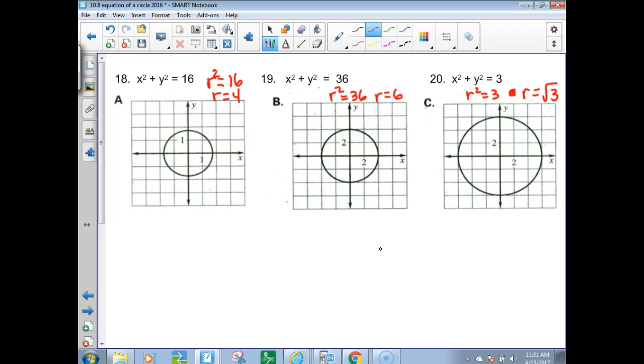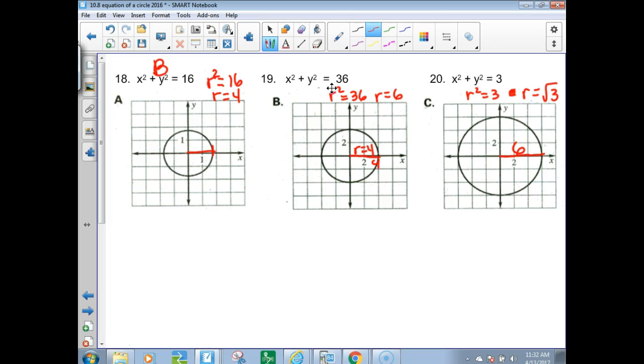Now, let's look at the pictures. This one has a radius that's only about 1 point something. This one has a radius of 2, 4, because it's counting by 2's. So r is 4. This one has a radius of 2, 4, 6. Can we now decide which equation goes with which? They're all at the origin for their center. So the first equation goes with which one? A, B, or C? B.